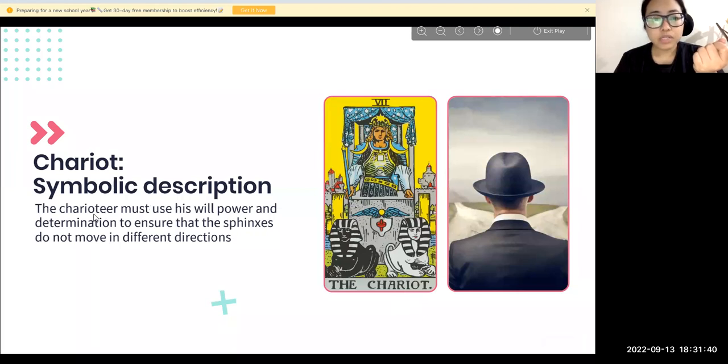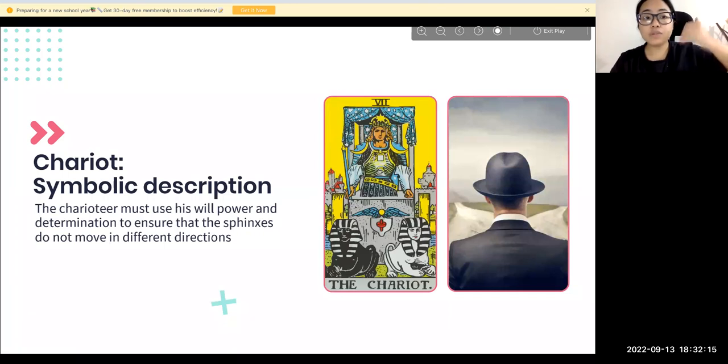Now the Chariot also has willpower and determination to ensure the horses do not move in different directions, right? You can see this black and white, or you can just say horses. These are different forces of energies. One is a negative force and the other a positive force, or you can say a different set of energies. Now if you are not in control of these horses, what will the horses do? They will take you wherever they want to take you, right?